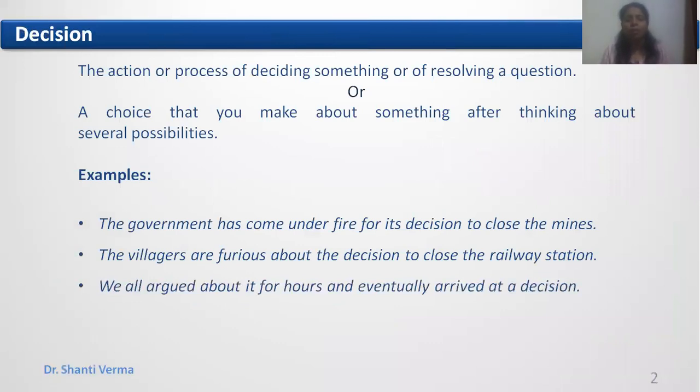Some examples are: the government has come under fire for its decision to close the mines. The villagers are furious about the decision to close the railway station. We all argued about it for hours and eventually arrived at a decision. There are various types of decisions.